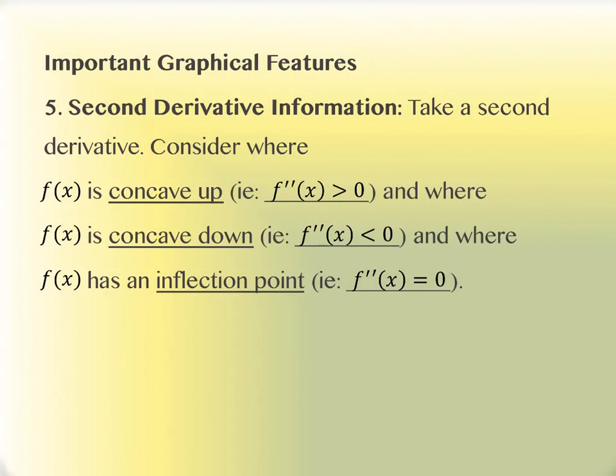And the last piece of information is coming from the second derivative. The second derivative will tell us where something is concave up or concave down. So if it's concave up, it means the second derivative is positive, and concave down, meaning the second derivative is negative. And then we have places where the concavity changes. That's called an inflection point, and that happens when the second derivative is actually equal to 0.